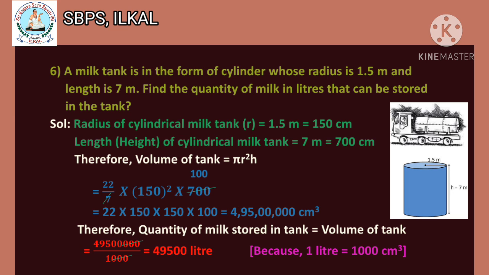Now you got volume of tank. Therefore, quantity of milk stored in tank is equal to volume of tank, which is equal to 4 crore 95 lakh divided by 1000, because 1 liter is equal to 1000 cubic centimeter. Then we will get 49,500 liter. Therefore, quantity of milk can be stored in the tank is equal to 49,500 liter.